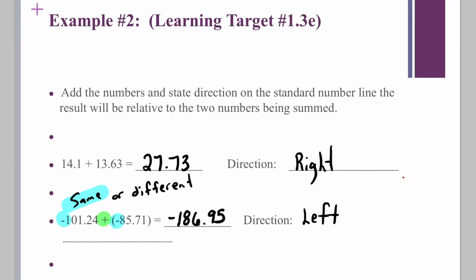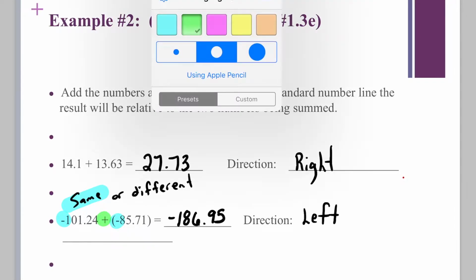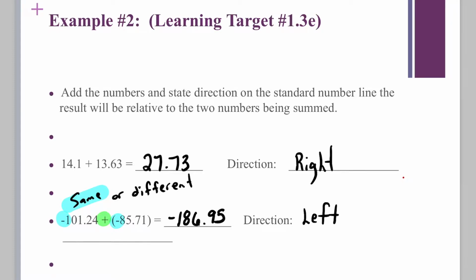Finally, we have 32.31 plus a negative 57.12. We have our addition of that negative. However, there is not a sign shown in front of the 32.31, so we can conclude that it is positive. So we're adding a positive and a negative, which means we are adding numbers with different signs. When we look at the direction, we have to look at it relative to one of the two.